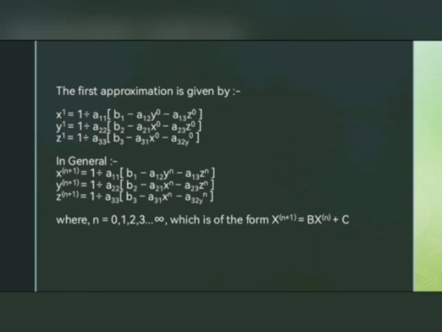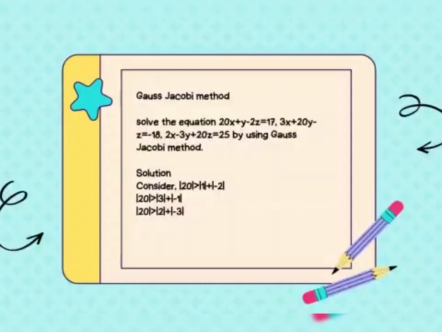So now we will see some examples related to the Gauss-Jacobi method. The Gauss-Jacobi method is used to find the solution of a system of equations. Now we see the first problem.